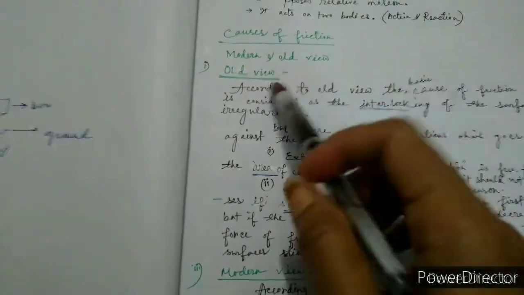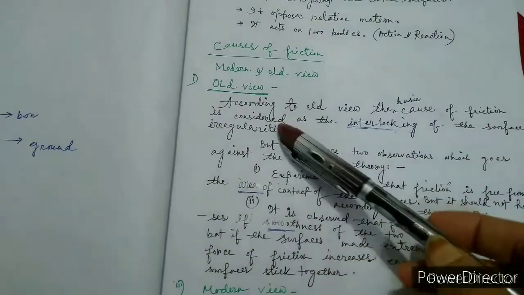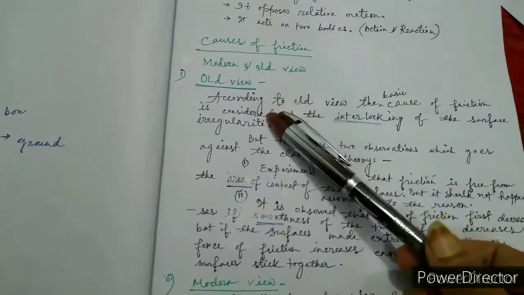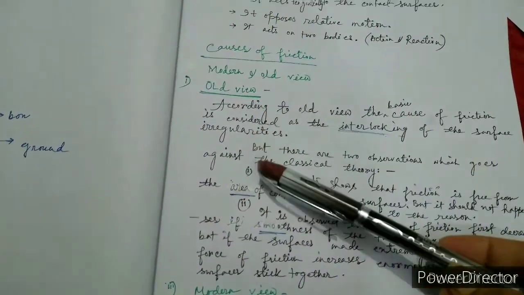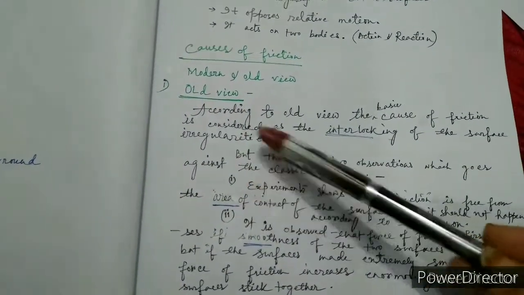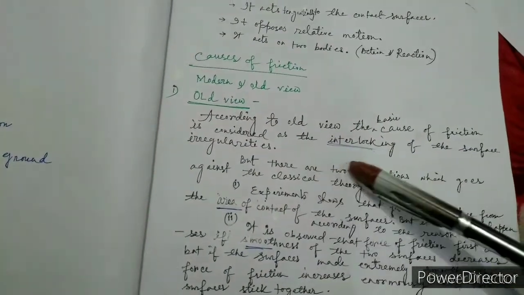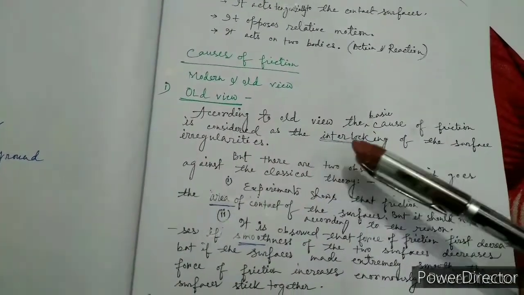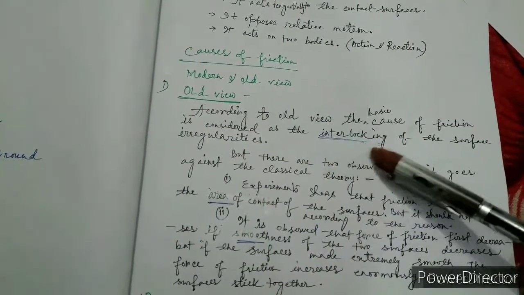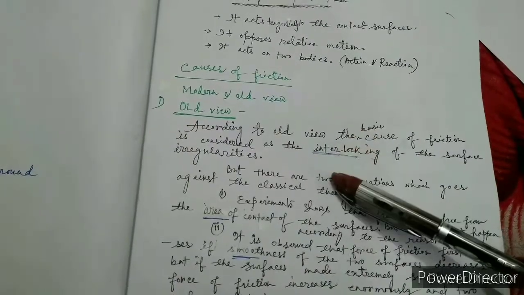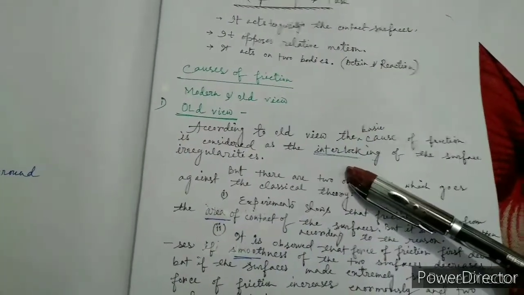Students, now we will discuss the causes of friction. So what are the causes of friction? According to the old view there is one cause, and according to the modern view there is another cause. So what is the cause according to the old view? The cause of friction is the interlocking of the surfaces. You also know the meaning of interlocking.